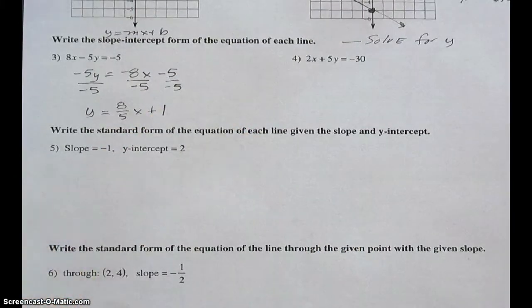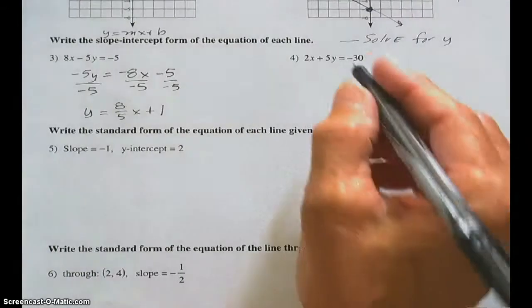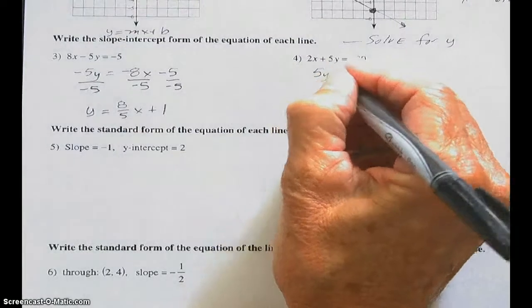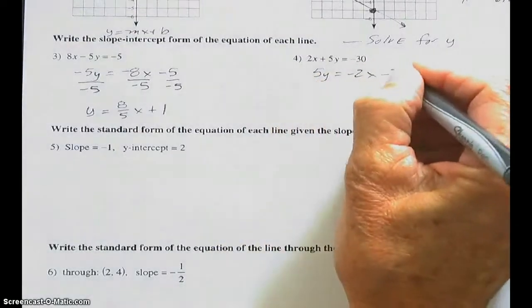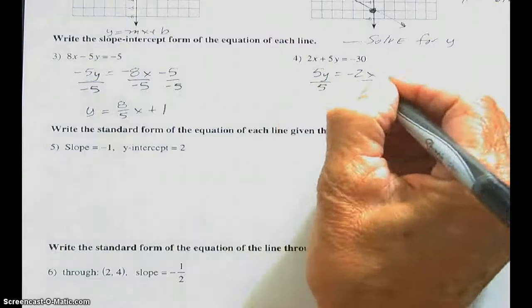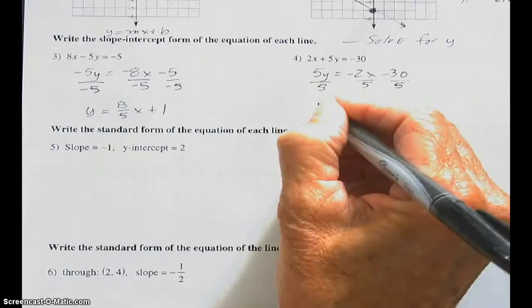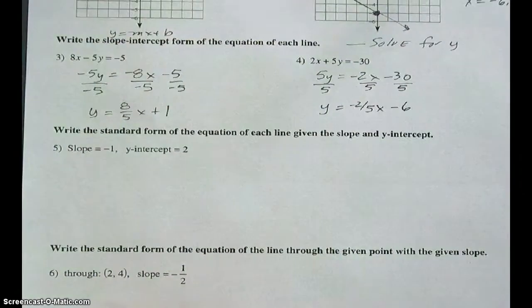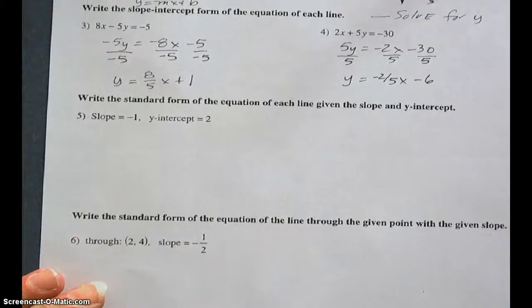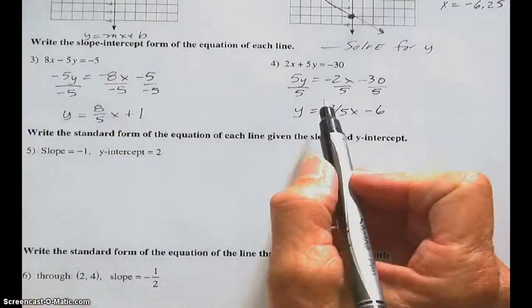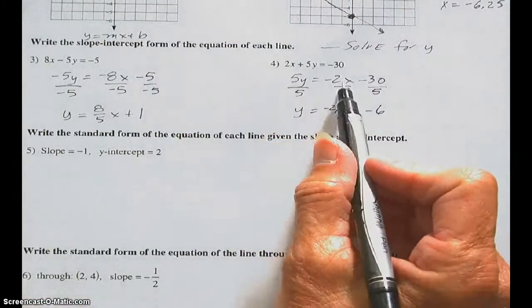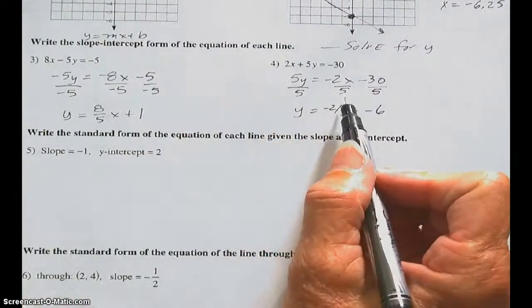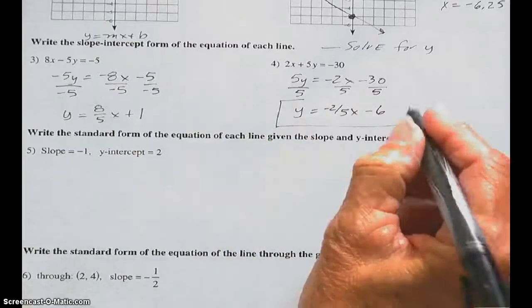So stop the video, see if you can do number 4, and then replay it and see if you get the right answer. So when I clean it up, final answer will be: throw the negative 2 on the x on the other side, divide through by 5. Final answer, there's your slope intercept form.